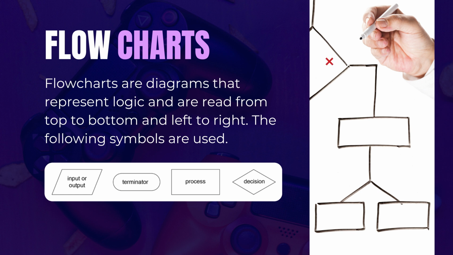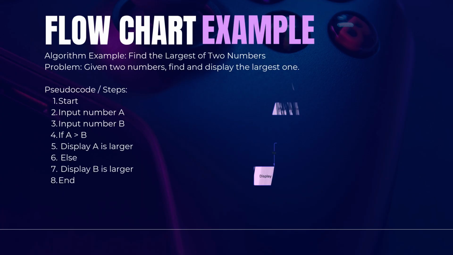So flowcharts are diagrams that represent logic and that are read from top to bottom and left to right. The following symbols are used in flowcharts: input, output, terminator, process, and decision. The input-output is a parallelogram, the terminator is a rounded rectangle, the process is a rectangle, and the decision is a diamond. They are the four symbols that we'll be using in our flowchart example.